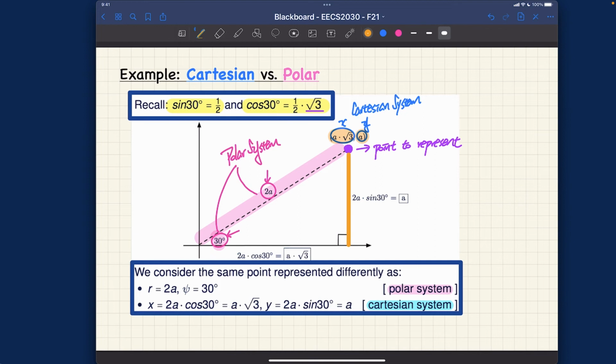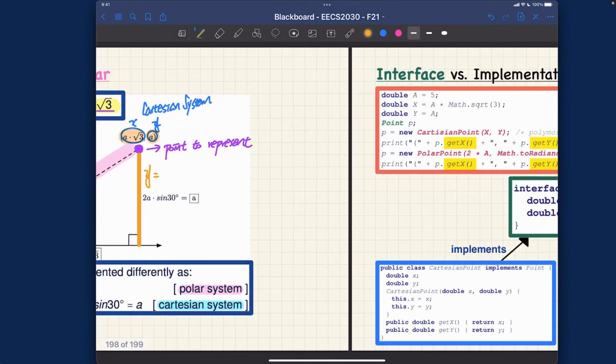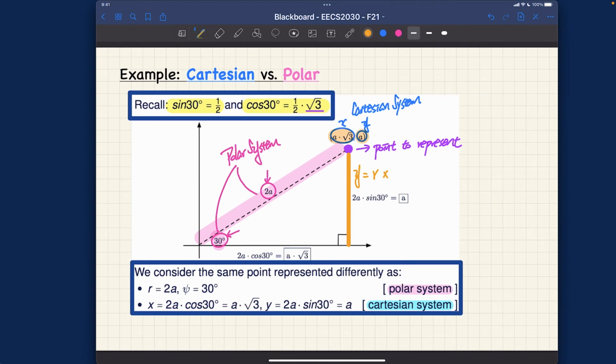So this will be y, right? By definition, we know that y should be r times sine phi. And we know r is actually 2a, multiplied by sine 30 degrees. Sine 30 degrees is 1/2, which will be just a. So that's why you can see a over here. That's the y value, and that's corresponding to the y over here. So we just proved it for y. It's an equivalence.